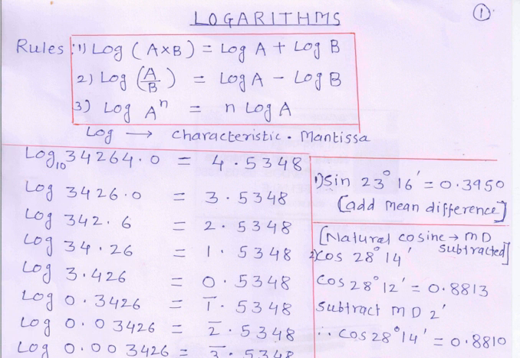Gradually the decimal is shifted by one place. So now the number is 3.426 and we want to see its log. The characteristic will be 1 minus 1, which is 0. Point, then the Mantissa is 3426: 34 in the second column, and the mean difference of 6 gives 5348. So all these quantities are greater than 1.